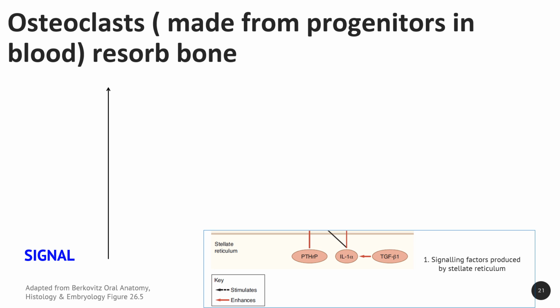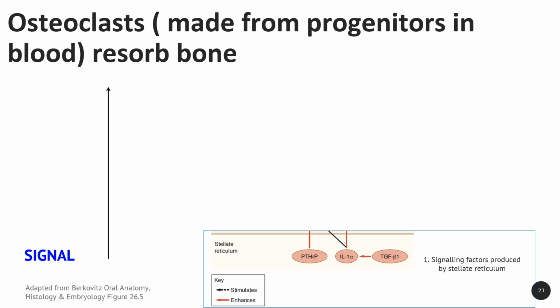This is a fairly complicated process, as you maybe can imagine, because we need to dissolve away some hard bone tissue. I'll take you through it slowly. So starting at the bottom, these are all figures adapted from the Berkowitz textbook. This process starts in the stellate reticulum on the right hand side here, which should be a name which is still familiar from the types of cells hanging around in the development of teeth.